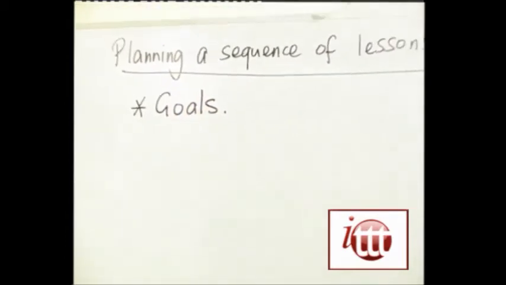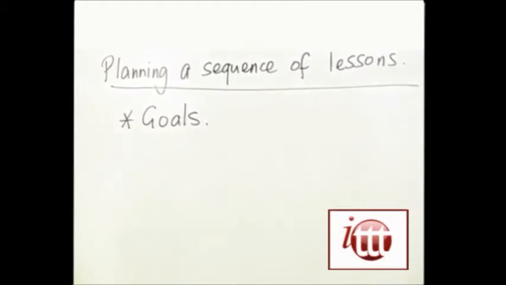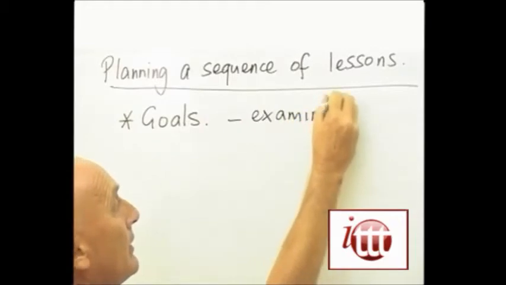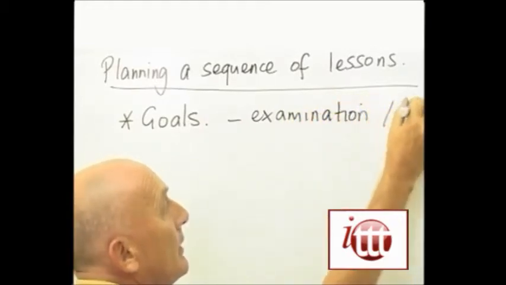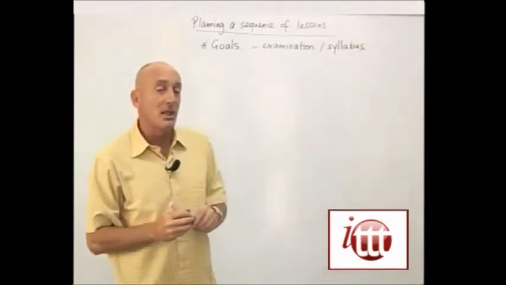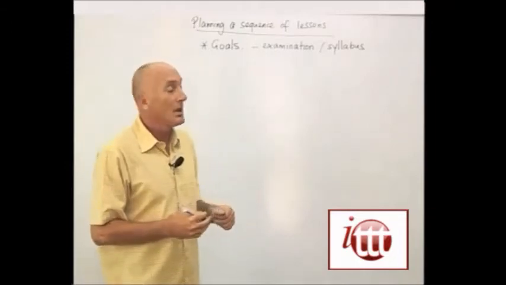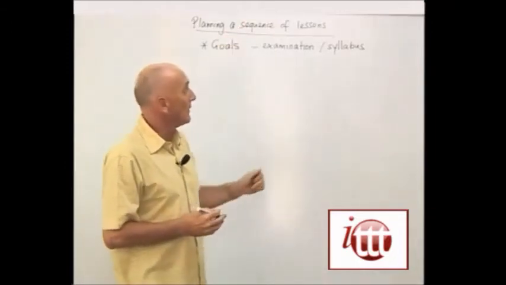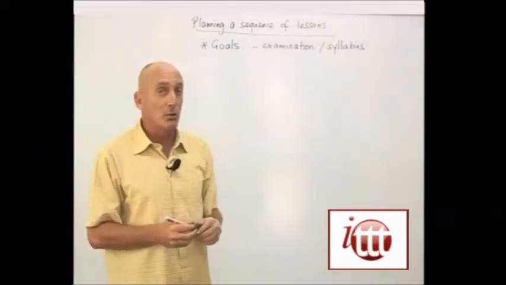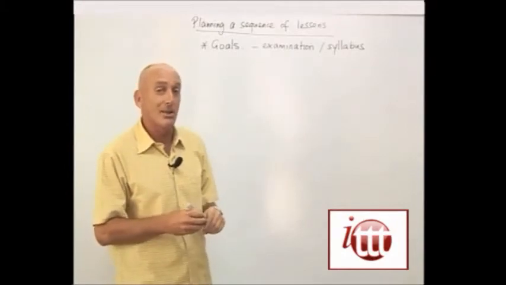Firstly, what are the goals or the aims of this particular course that you're teaching? Does it lead to an examination? Is there a particular syllabus that you have to cover, and is there a particular route through that syllabus? So when you're planning a sequence of lessons, have a look at what the students are supposed to be able to do by the end of your course in terms of the syllabus and any examination that's taking place.